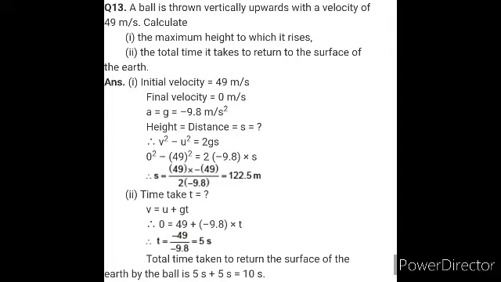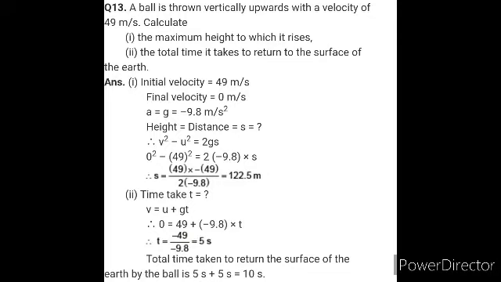The value of acceleration due to gravity is 9.8, but because you are throwing it in the upward direction, that is the direction opposite to that of the gravitational force, therefore g is equal to minus 9.8 meter per second square. Is this clear why we have chosen minus? Because it is going in the direction opposite to the gravitational force. Now we have to find out the height, that is the value of s.